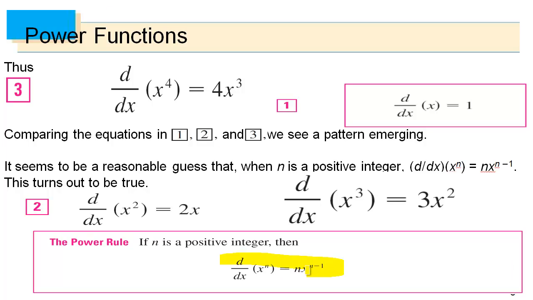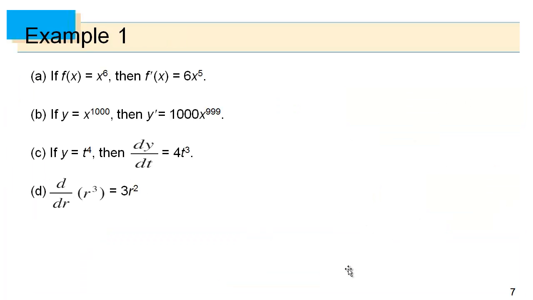This is your first shortcut rule that's going to help you to take derivatives of various things. Because now that you can take the derivative of x to a power, you should be able to take the derivative of all polynomials. How about some examples? X to the sixth, very simply, 6x to the fifth. X to the 1,000th. T to the fourth. Oh, hey, so it works for other variables? Yes, it works for all variables. It's all the same thing.